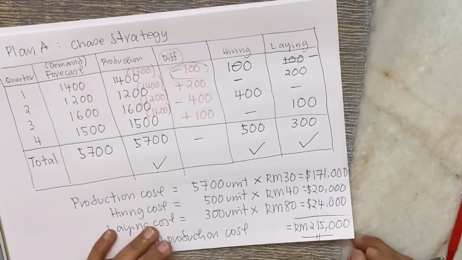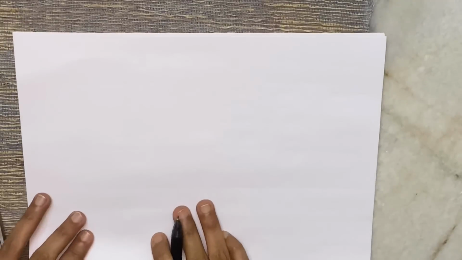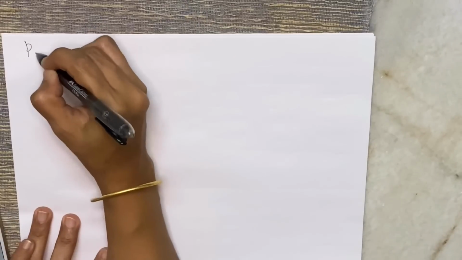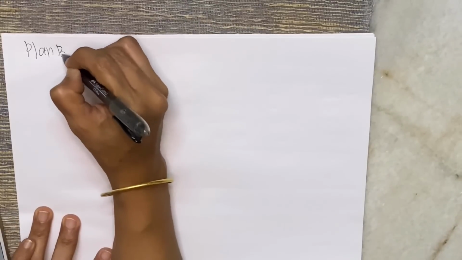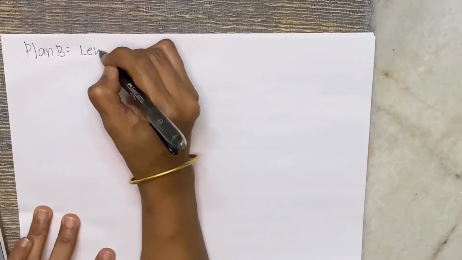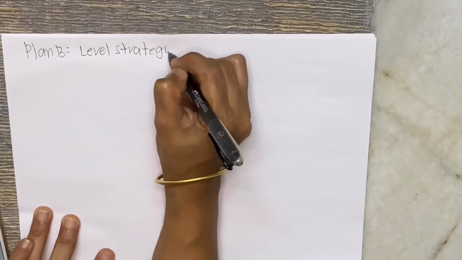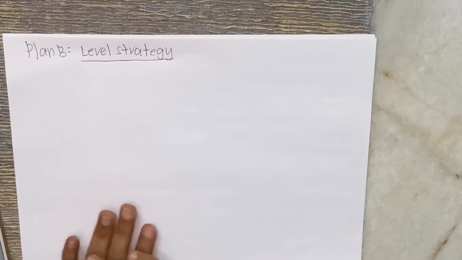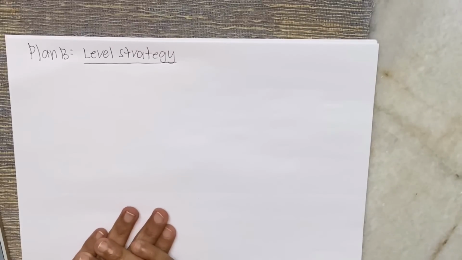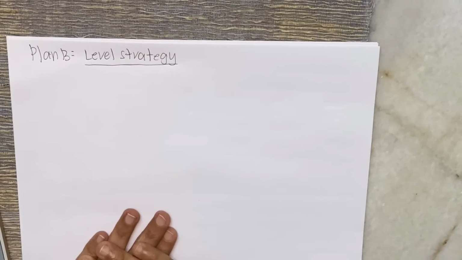Right. Now we go for our second strategy. We go for our plan B. What does plan B say? Plan B is a level strategy. Okay, what does it mean by level strategy? Level strategy means we have to produce the amount in a constant number, constant unit.